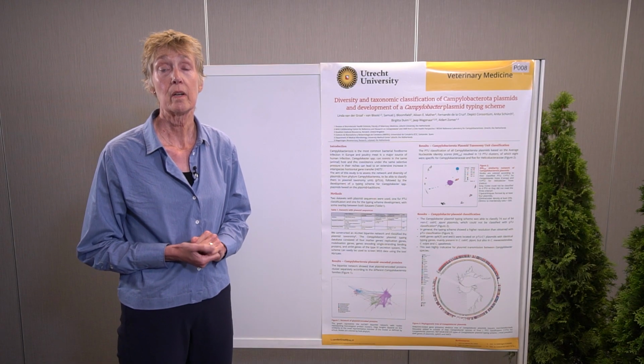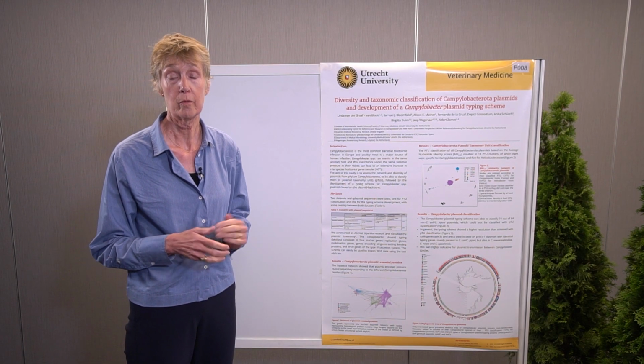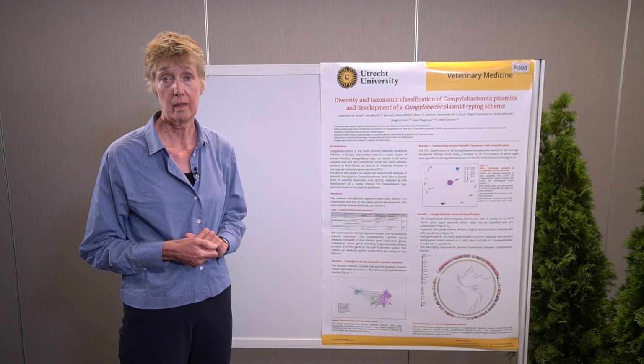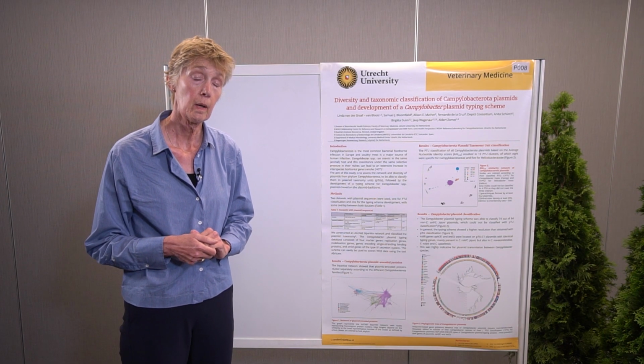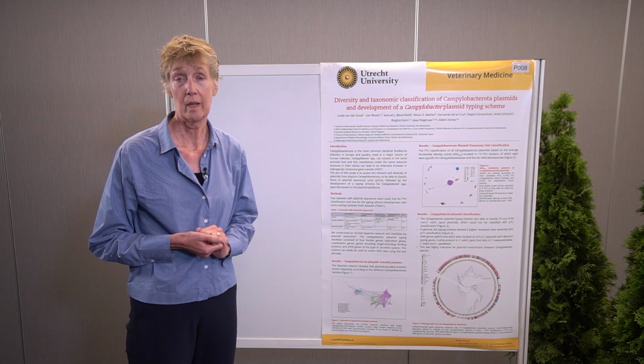Campylobacter is associated worldwide with gastrointestinal diseases, and genome sequencing has become very popular for studying the epidemiology of Campylobacter, especially jejuni and coli. But plasmids have not been well characterized yet. So that was our aim, to look at the diversity and the content of plasmids in the whole phylum of Campylobacterota and develop a typing tool.